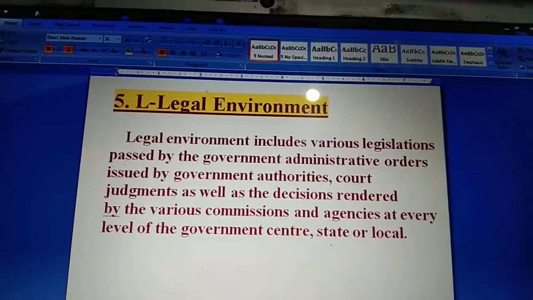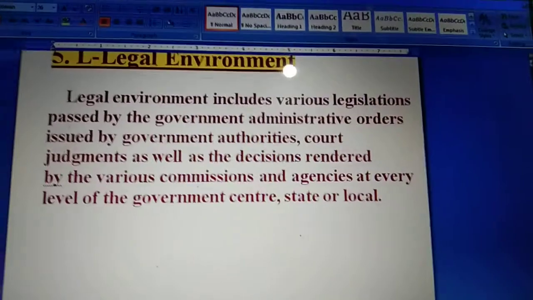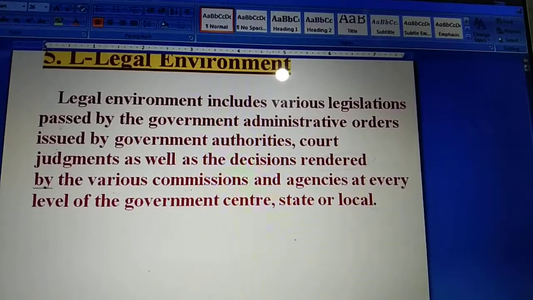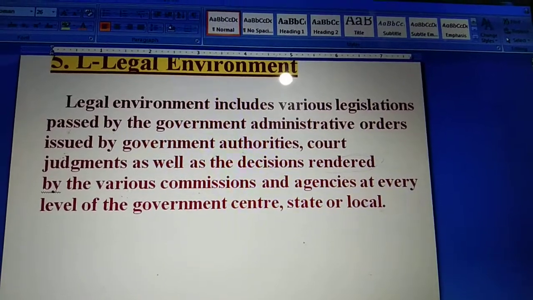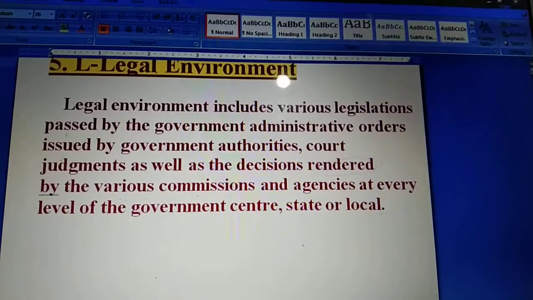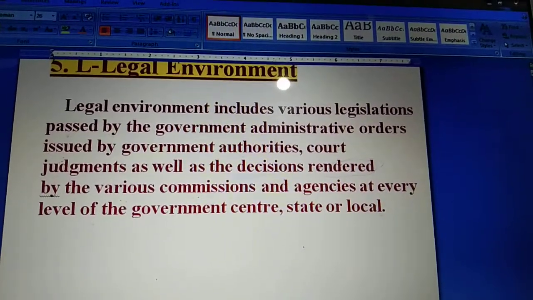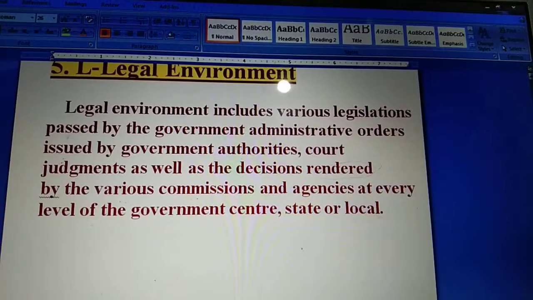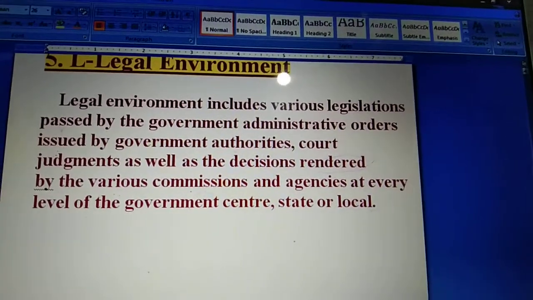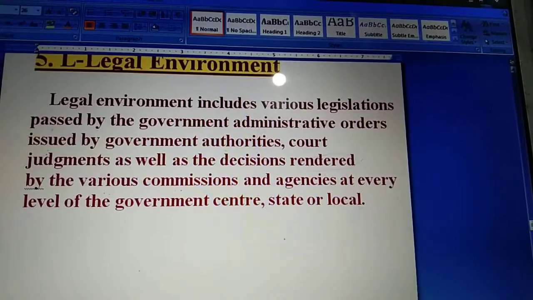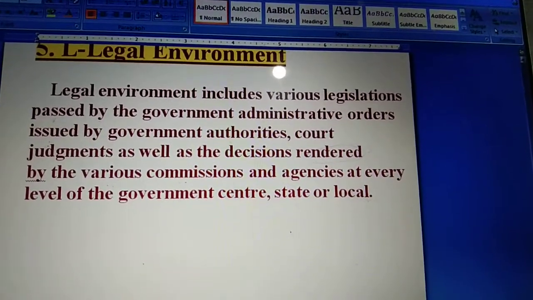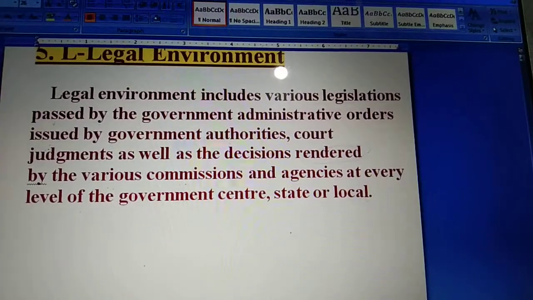Now next is the legal environment. The legal environment includes various legislation passed by the government, administrative orders issued by government authorities, court judgments, as well as decisions rendered by the various commissions and agencies at every level of government, center, state or local. The legal environment can be understood by the legislation inside the country regarding business enterprises.